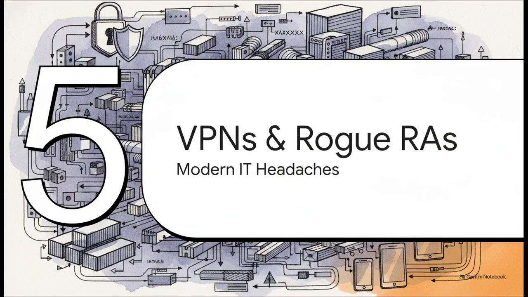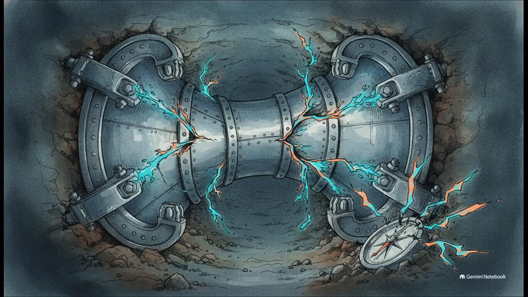Period. Let's look at Section 5, VPNs and rogue RAs. These are your modern infrastructure headaches. VPNs are notorious for breaking IPv6. For example, tunnels using Protocol 41 add a 20-byte IPv4 header, which instantly reduces your effective MTU.